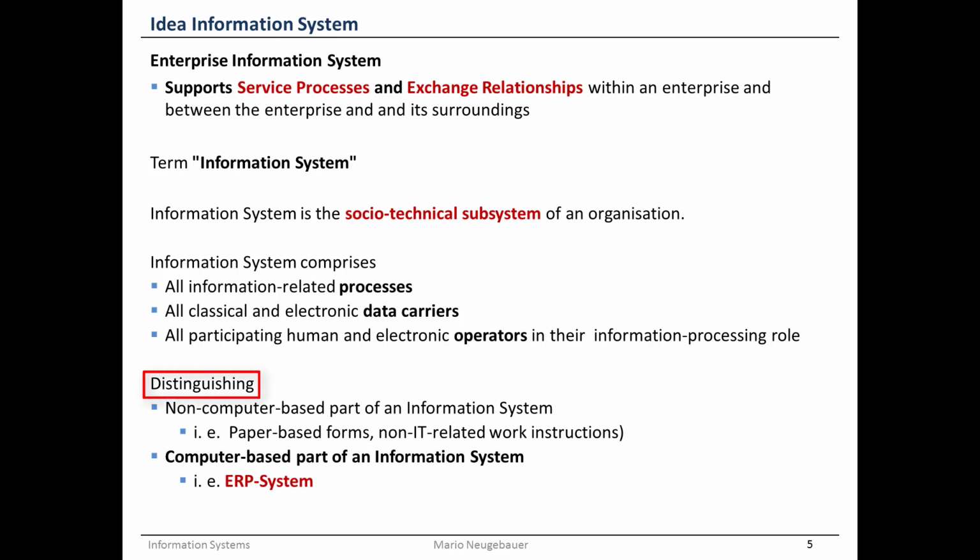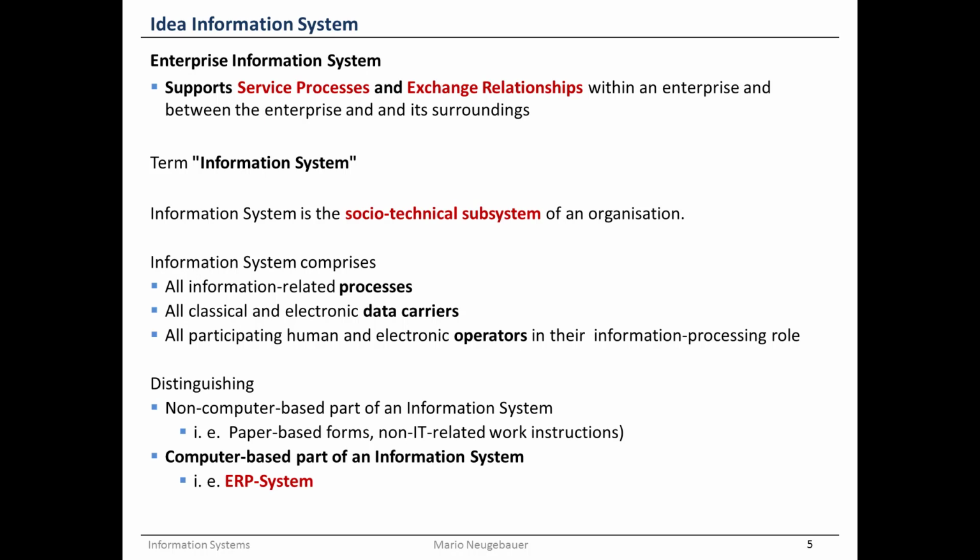And we also can distinguish, like we can distinguish human and electronic operators, classical and electronic data carriers. We can distinguish between non-computer based parts of an information system and computer based parts of an information system. If we look onto the company and we are interested in general in the information system, then there might be a computer based part and also a part where maybe paper based forms are relevant. Then these paper based forms are non-computer based, the non-computer based part of the information system. And still they are part of the information system, but not related to software or to the electronic part.